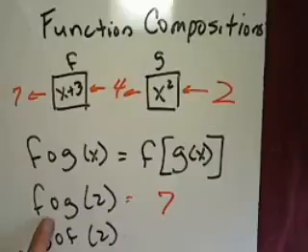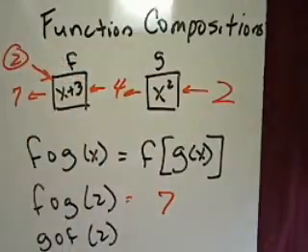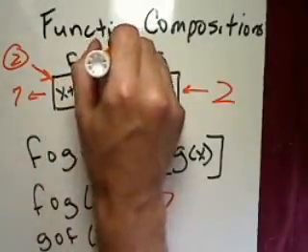Now, f∘g and g∘f. What is g∘f? g∘f is g of f of 2. What does that mean? It means I take the number 2 and I plug it in for f. So here's 2. I'm plugging it in for f. What am I going to get back out? Well, I'm going to get a 5.